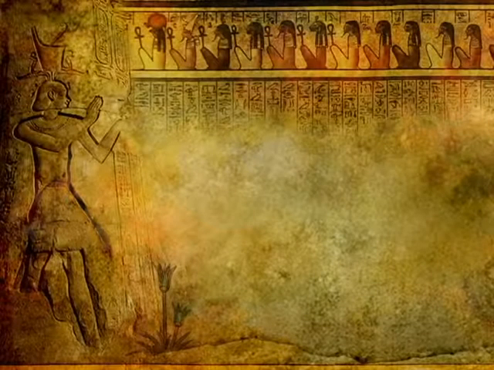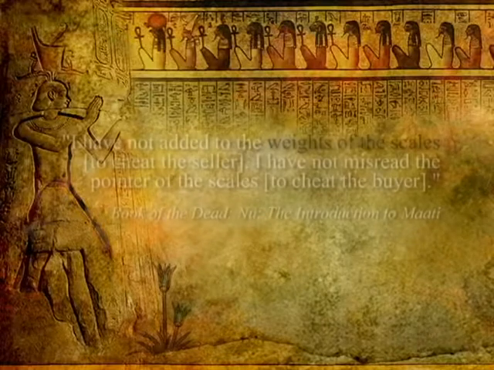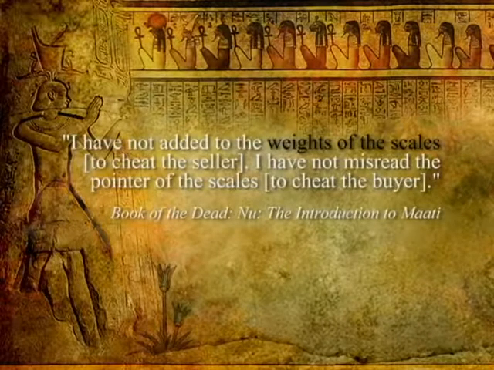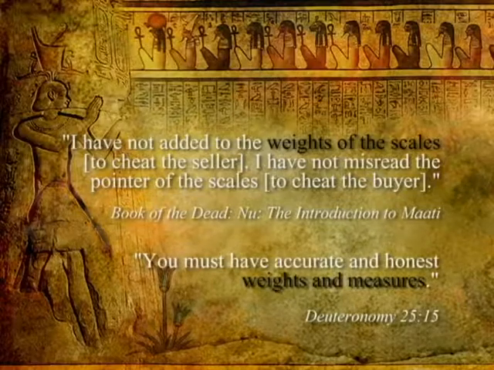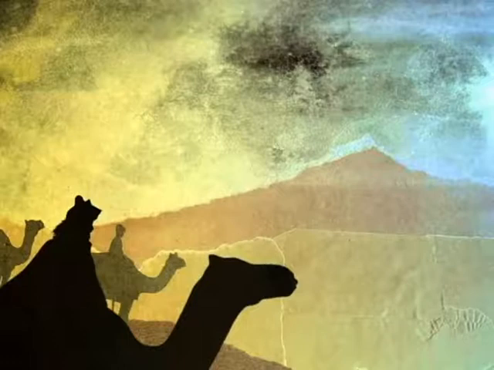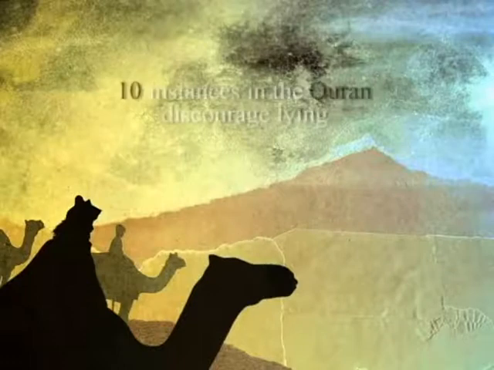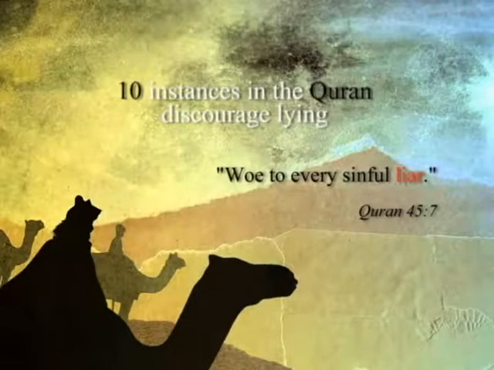Incidentally, the ancient Egyptians also documented this over 1,000 years before the Bible, and the Book of the Dead directly addresses inaccurate weights and scales, which was also addressed in Deuteronomy, nearly 1,000 years later. How does the Quran feel about lying? Naturally, they're against it, and mentioned it 10 times. For example, chapter 45, verse 7.